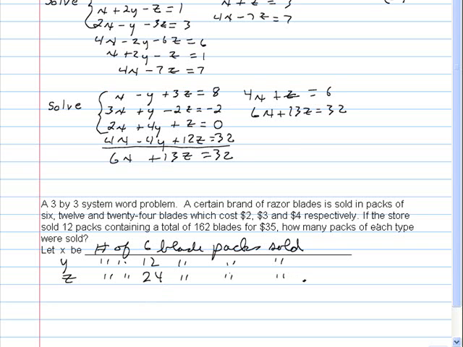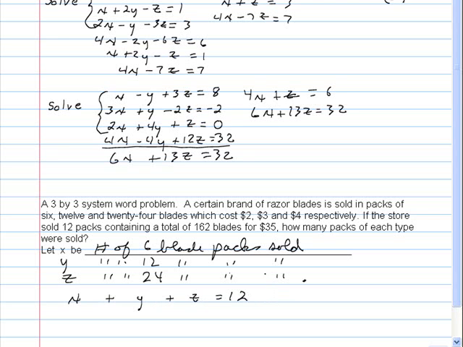And now we've got a variable for the number of each type of pack. Now we go to our clues. It said the store sold 12 packs. That's our first clue. So if I take the number of 6-blade packs sold, and I add it to the number of 12-blade packs sold, and I add that to the number of 24-blade packs sold, then I get the total number of packs sold. And there's my first equation.